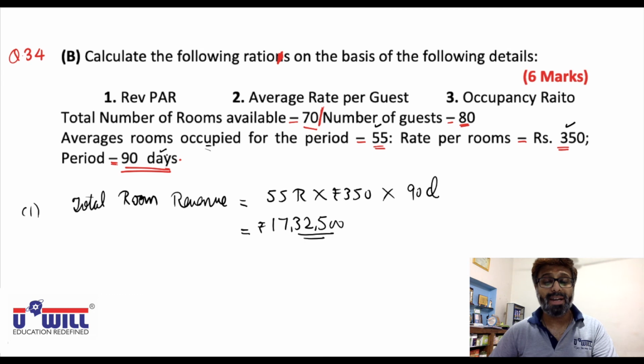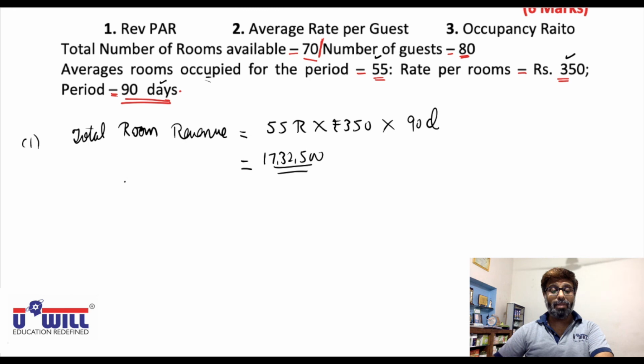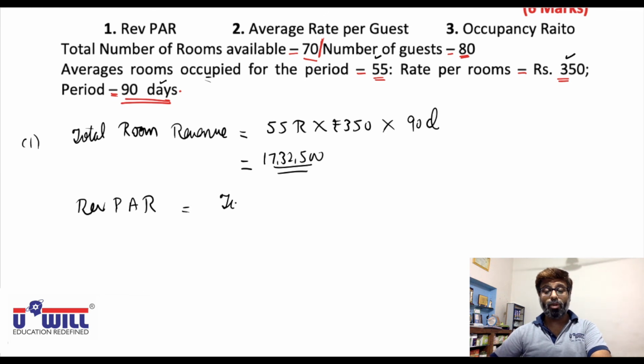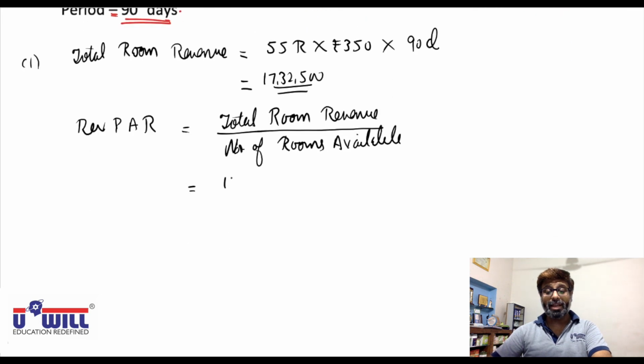Now what is the formula of revenue per available room? Total room revenue divided by number of available rooms. Okay, so revenue per available rooms formula, write down. Revenue per available room equal to total room revenue. Here we are going with the first formula because average daily rate is not available in the question. Total room revenue divided by number of rooms available. Now total room revenue is 17,32,500 as we have calculated.